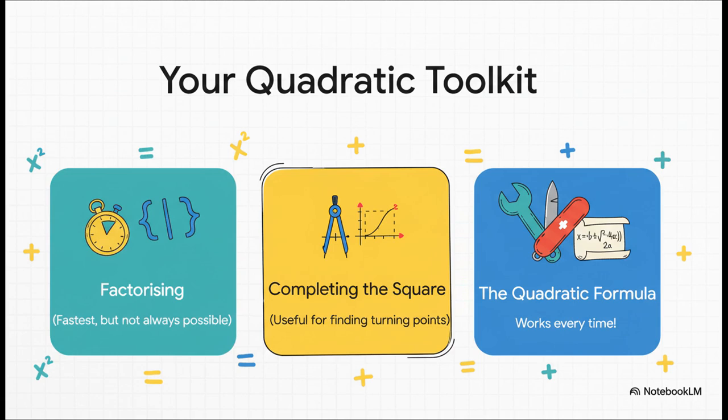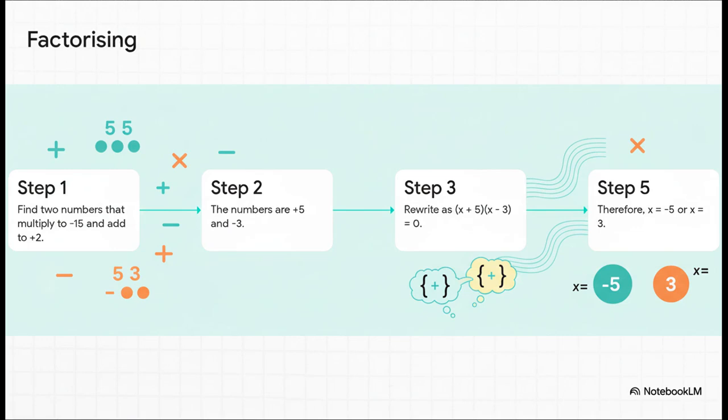Right, here's your toolkit. Think of factorizing as your first port of call. It's lightning fast, if it works. Completing the square is a really powerful method, and it's also essential for other things like finding the turning point of a graph. And then you've got the big one, the quadratic formula. It might look a bit scary, but it's your ultimate safety net. It will solve any quadratic you throw at it. Guaranteed.